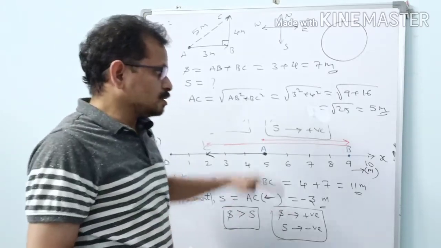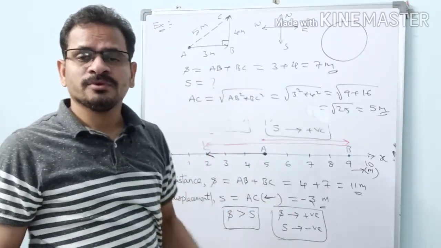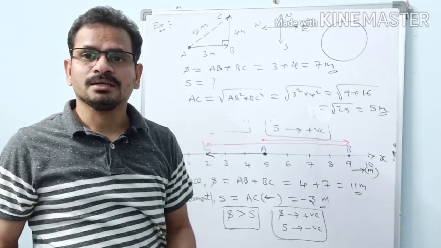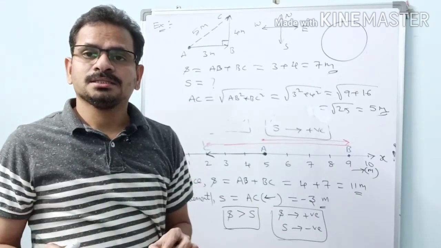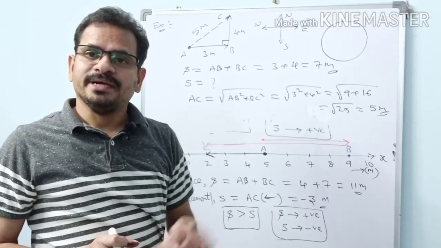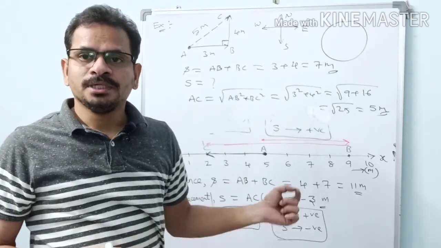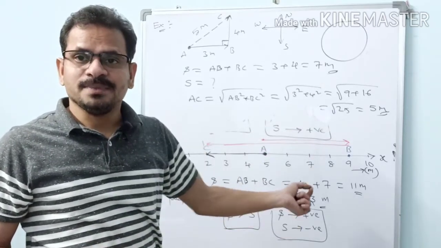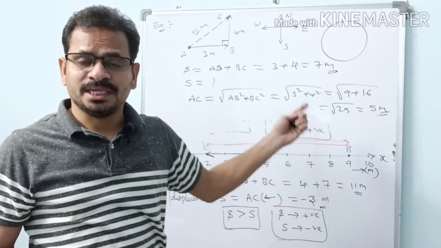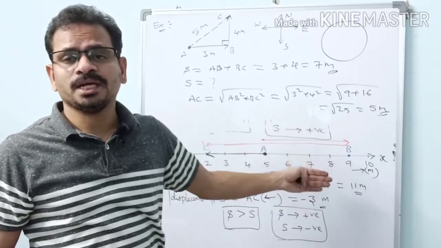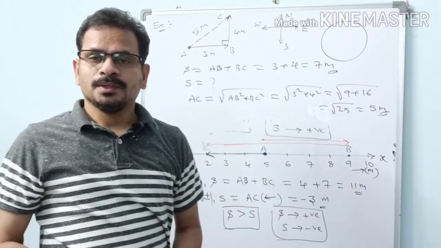Okay guys, from these 4 problems we can conclude that distance is always positive. By definition itself we know that. And what about displacement? We have seen displacement acquires different values. It acquires 0 value, positive value, as well as negative value. Got it? Okay.